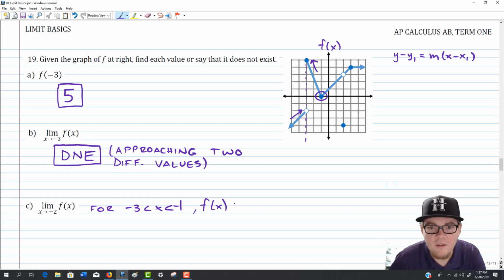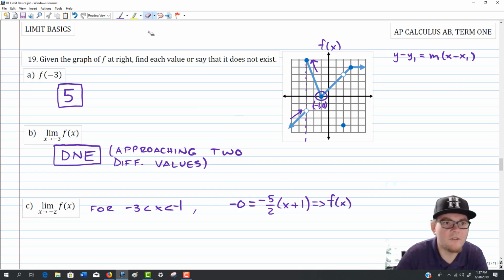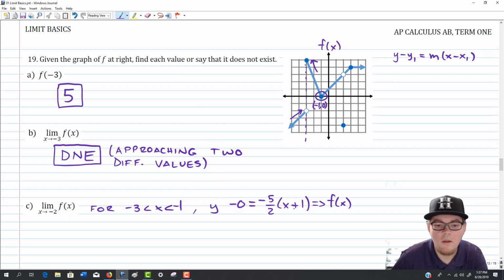The y value at the point is -1, 0. So y minus 0 is equal to the slope. Our slope, we're going down 5 and over 2, so our slope is -5 over 2 times x minus -1. In fact, I probably shouldn't have used f of x here. I should have just written y for simplicity. f of x is going to be equal to -5/2 x plus 1.